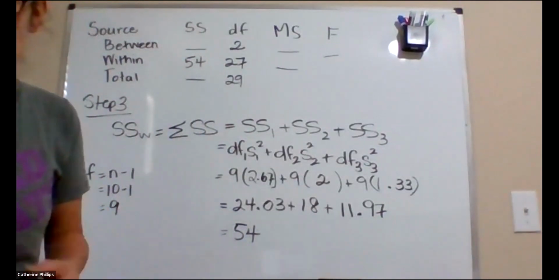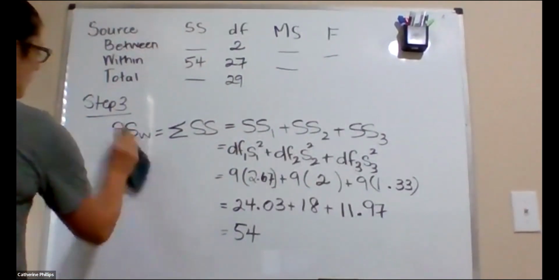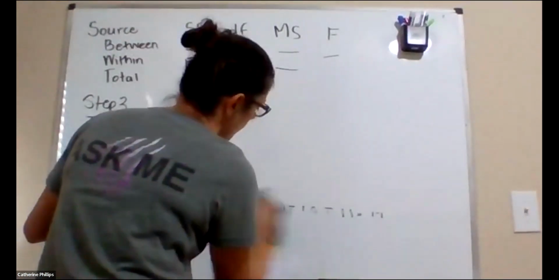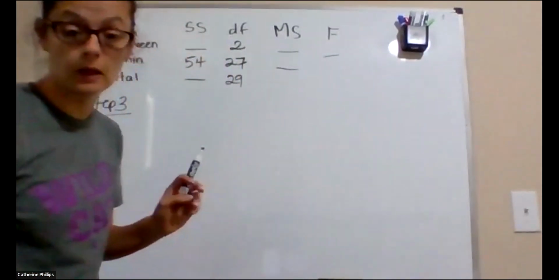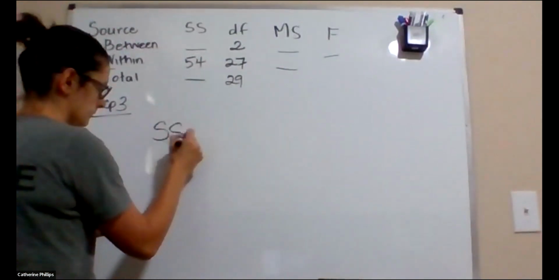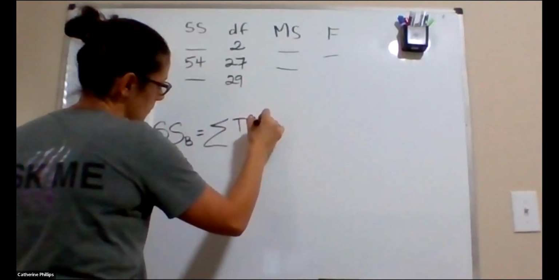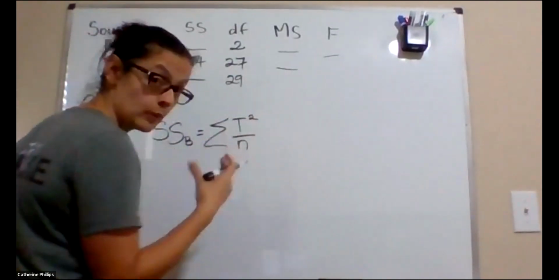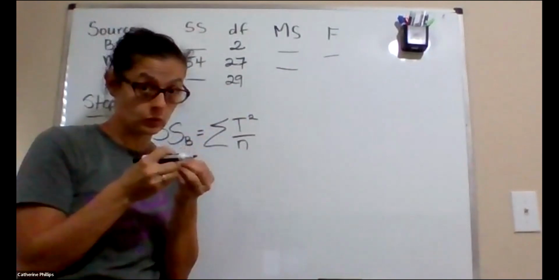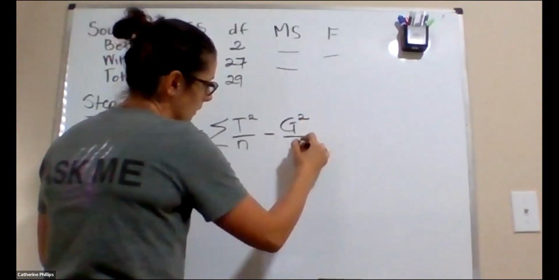I need my sum of squares between. And this is all part of step 3. Step 3 of an ANOVA has a lot of moving parts, a lot of calculations. The formula for sum of squares between is the sum of each T squared divided by little n. The little n is the number of participants in a particular group. Subtract big G squared divided by big N.